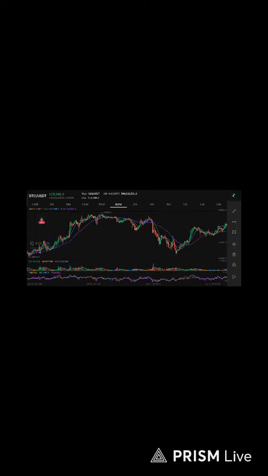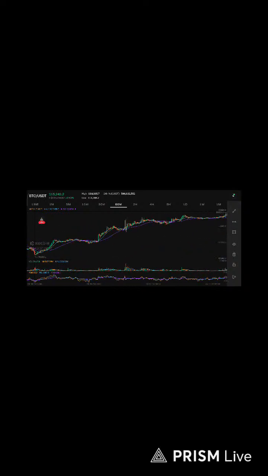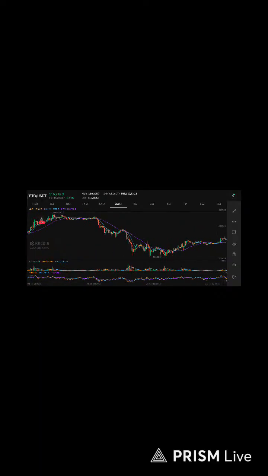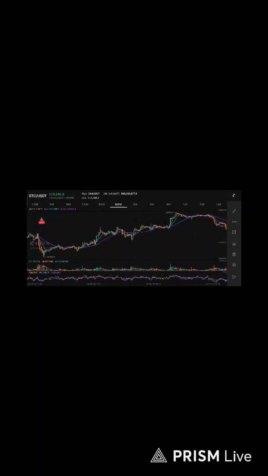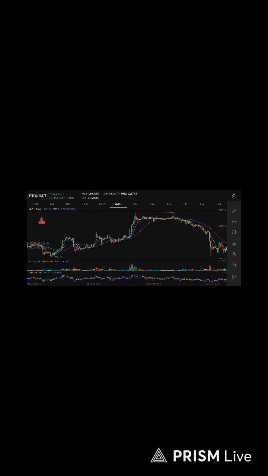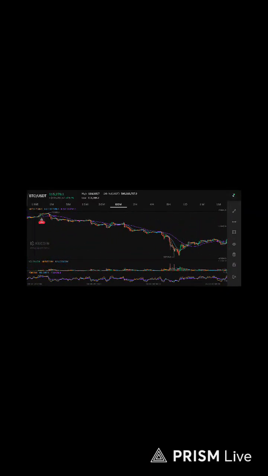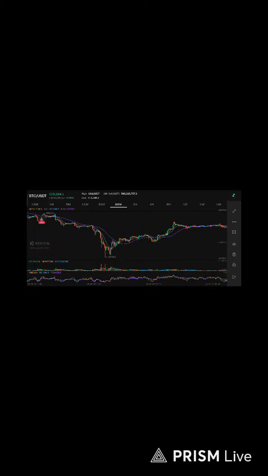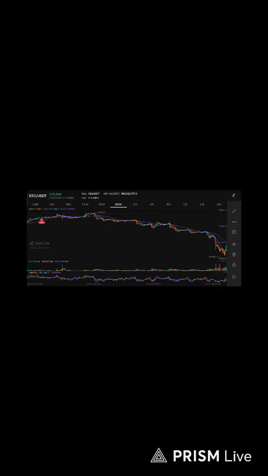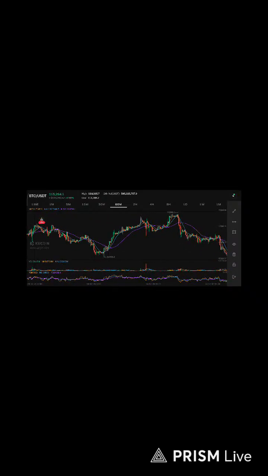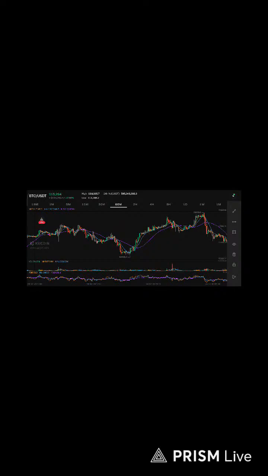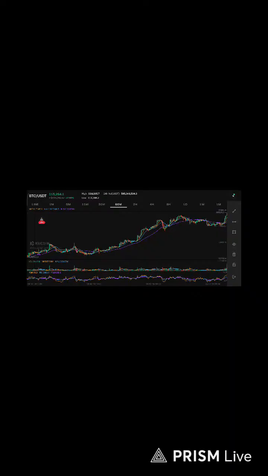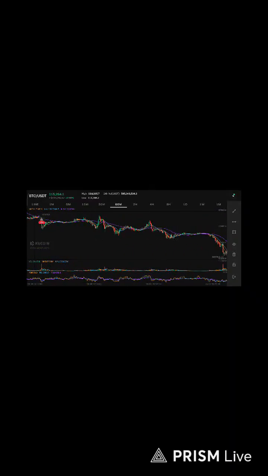Some of these trades need patience. I'm looking for bullish engulfing at either a support level or a resistance level. That's what I'm trying to figure out. What's wrong with BTC?